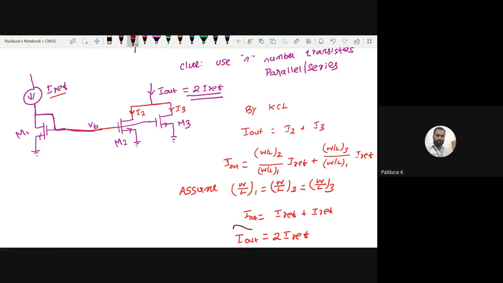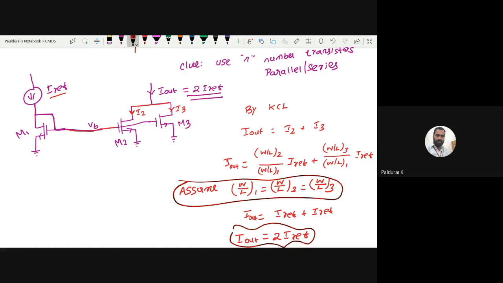Got the point? So that's what I told. I assumed the width to length ratio is fixed. All are identical. I didn't change, I didn't scale, right? I didn't apply any scaling procedure.